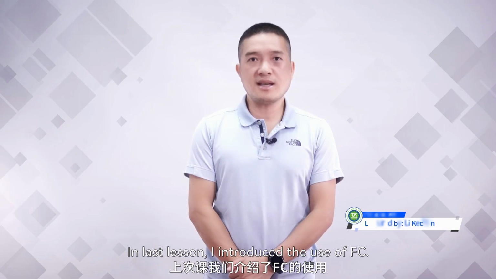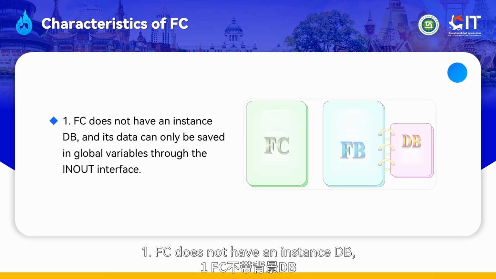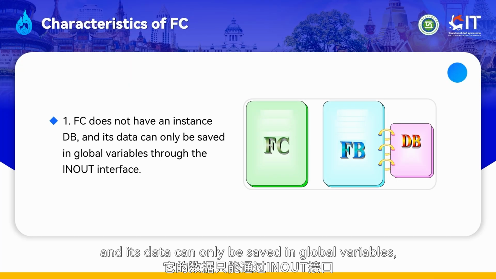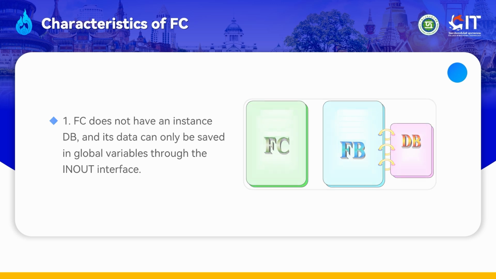In the last lesson, I introduced the use of FC. We have found that FC offers the following characteristics. 1. FC does not have an instance DB, and its data can only be saved in global variables, global data blocks, and system data blocks through the in-out interface.